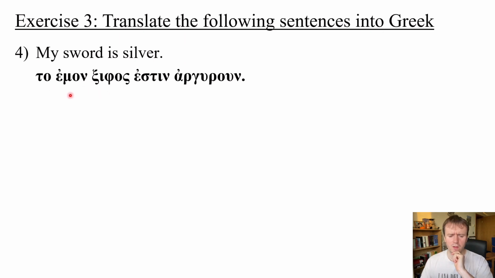You could have alternatively used the repeated article construction. And then you needed estin to mean is, and argurun was the correct form of the word silver because we needed the neuter nominative singular form, and that ends in un rather than the usual on of a 2-1-2 adjective because this is a contract adjective.